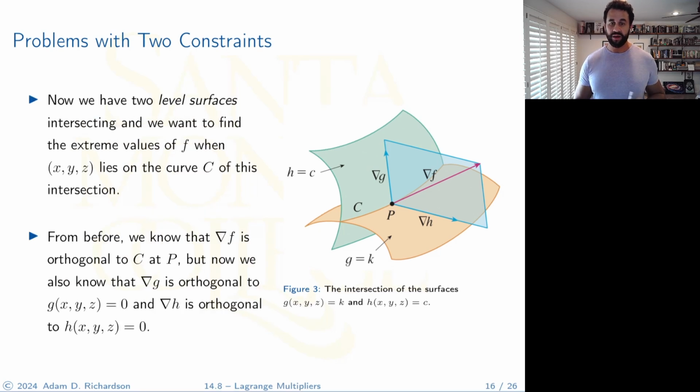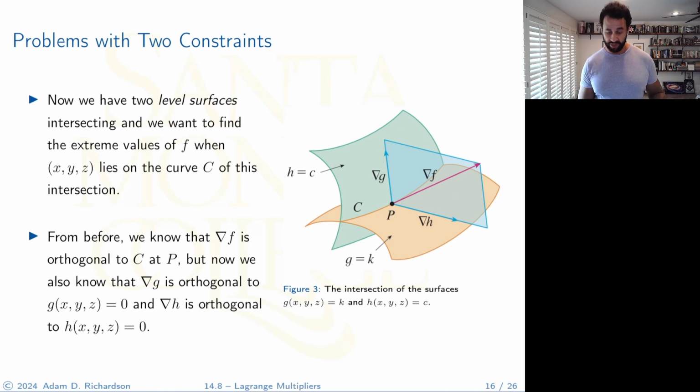All right. Now what we actually have is 2 level surfaces. Because we're working with a function of 3 variables, we have level surfaces, not level curves. Now there are 2 level surfaces that are intersecting, and we want to find the extreme values of f when our point lies on the curve of the intersection of these 2 surfaces. This thing right here, the curve.